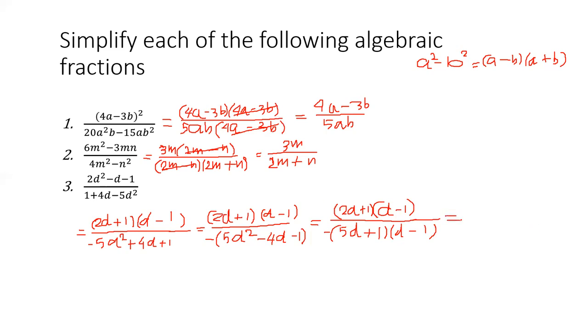Okay. D minus 1 divided by d minus 1 equals 1. And this fraction becomes 2d plus 1 over minus 5d plus 1. Or we could write down the simple fraction as 2d plus 1 and minus 5d minus 1, because of the -1 in front of this bracket. -1 times 5d equals -5d, and -1 times +1 equals -1 here.